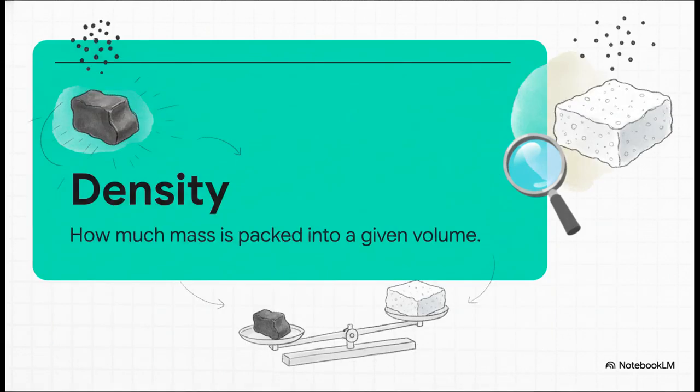Okay, next we've got density, and this is all about how tightly packed the matter is inside something. The easiest way to think about it is how heavy something is for its size. A tiny little lead fishing weight is way, way denser than a giant styrofoam cooler because its atoms are just packed in so much tighter. We're measuring how much stuff is crammed into a specific amount of space.